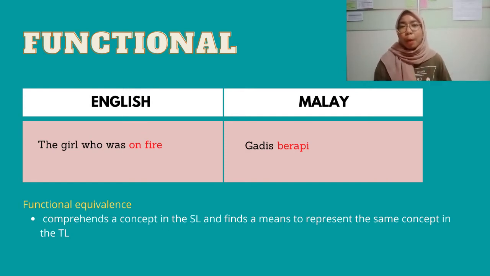"On fire" is an idiom which means to describe someone who is very excited, but the phrase here, "gadis berapi", means "fiery girl" when translated to English, and according to Cambridge Dictionary, fiery means having a passionate and strong feeling. Thus, the translated phrase of "fiery" in SL here to "gadis berapi" in TL coincides, as both of them define the strong emotion of someone.